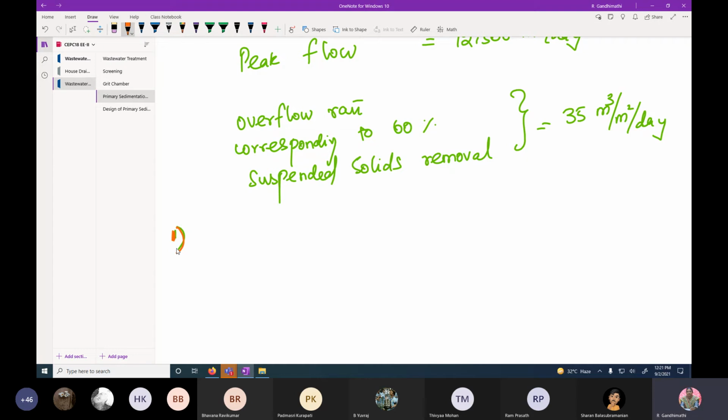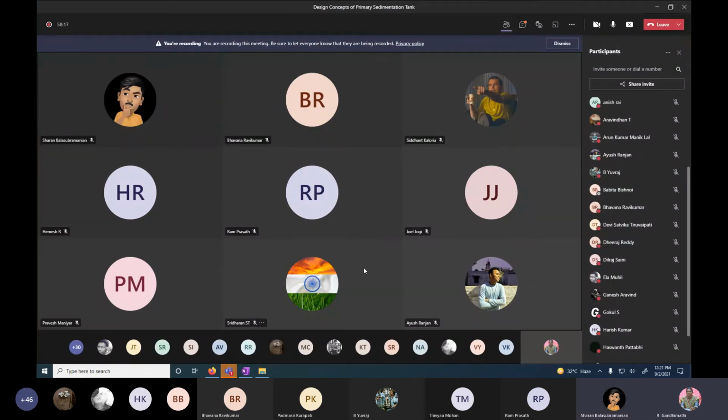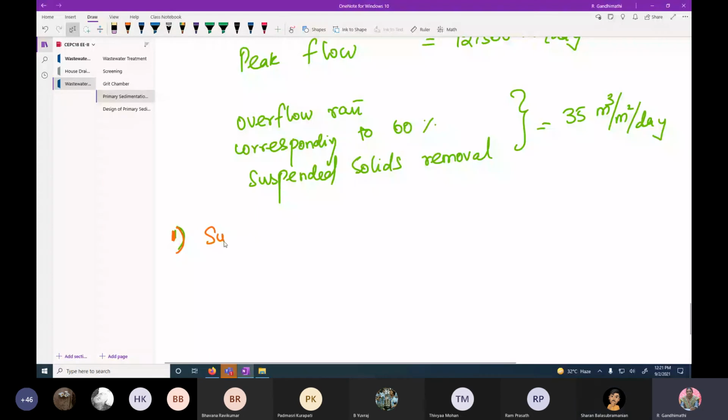No one is opening your mouth. Students, you have to interact with me. We have to find the surface area of the tank. Yeah, we have to find out the surface area of the clarifier.